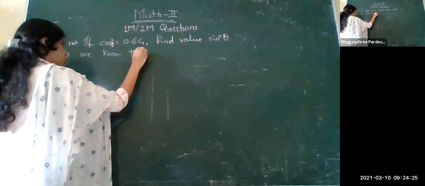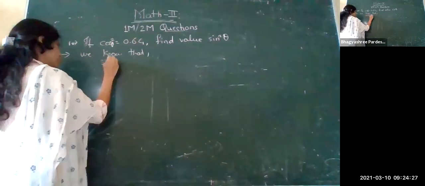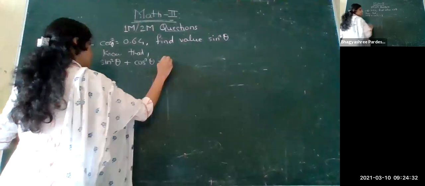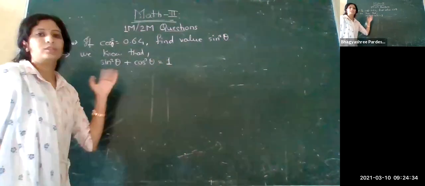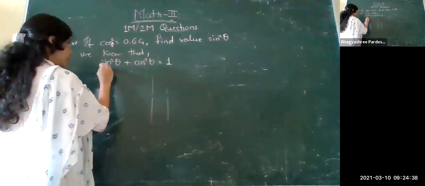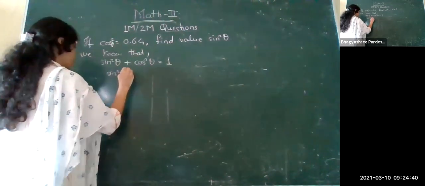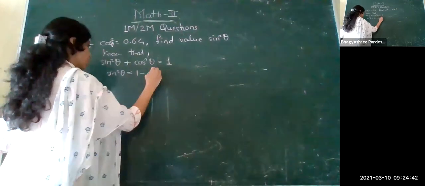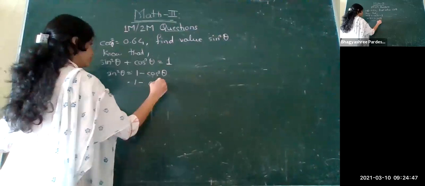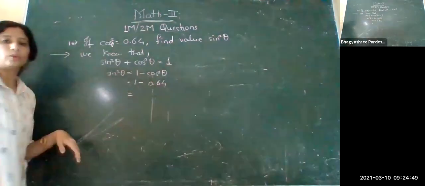But we know that sin square theta plus cos square theta is equal to 1, right? So simply substitute the values and solve with your regular method. Here, the value of sin square theta will be 1 minus cos square theta, that is 1 minus 0.64. Solve this one, we will get our answer.